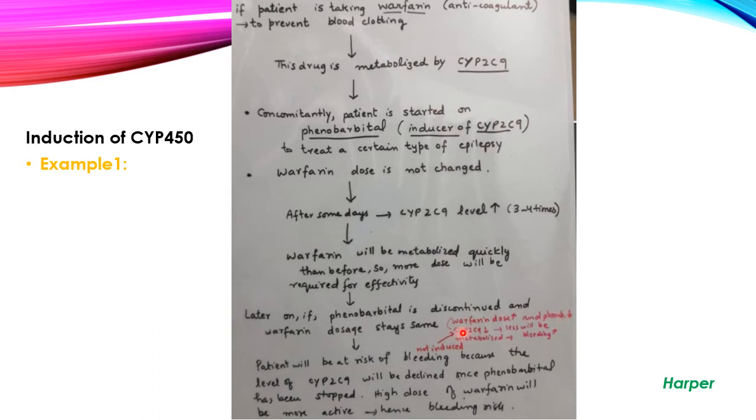When there is a low level of CYP2C9, it means warfarin will be less metabolized, because warfarin is now present in a high dose and it cannot be metabolized by low levels of CYP2C9. As a result, the patient would be at high risk of bleeding, because warfarin is going to remain in action for long, and it is not going to be metabolized by CYP2C9, because the levels of CYP2C9 have decreased due to the discontinuation of phenobarbital.